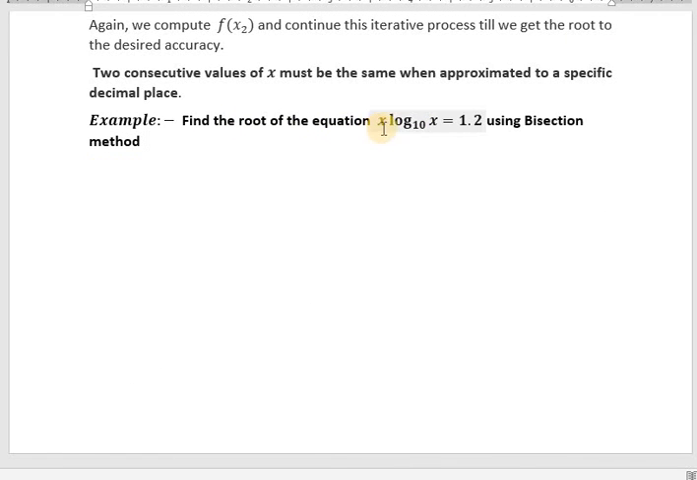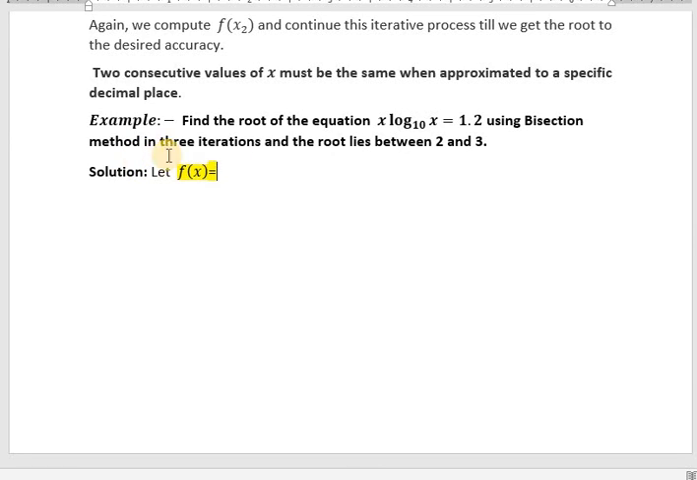Find the root of the equation x log x = 1.2, where the base of the log is 10, using the bisection method. Here we have to find the root in 3 iterations and the root lies between 2 and 3. Now to find the solution, let us consider f(x) = x log x minus 1.2, given that the root lies between 2 and 3.